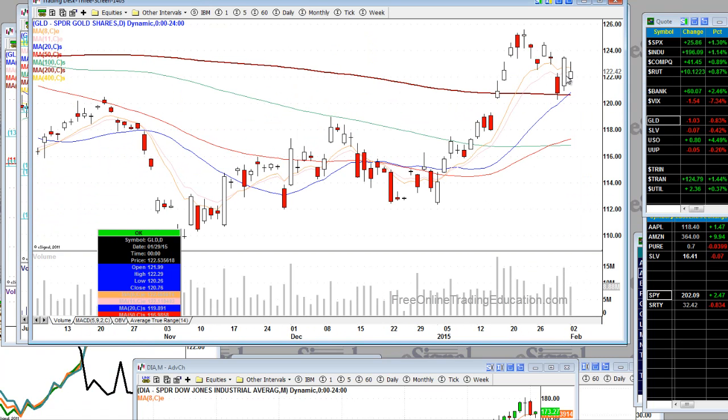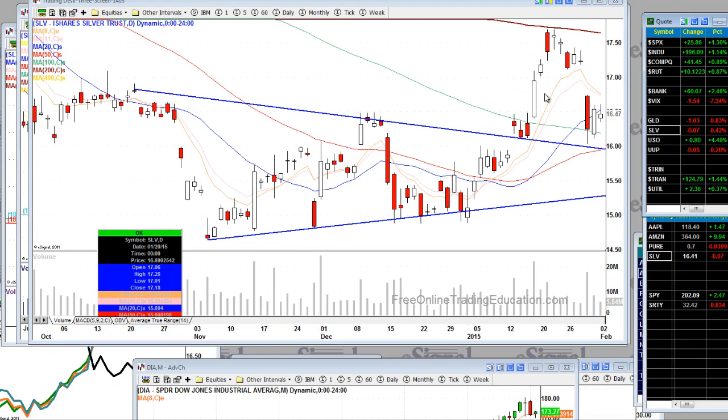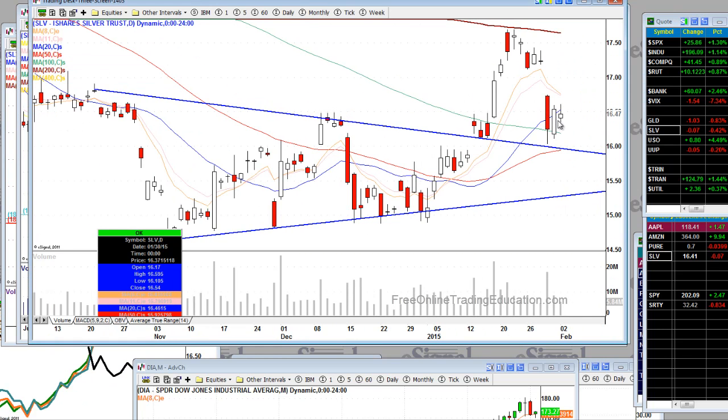Gold, it's started to pop here. It pulled back a little bit, still above the rising 20-day moving average, and for the most part, same for silver. However, silver is below the 20-day moving average. So there it is. There is the very latest on the stocks that are out there today.